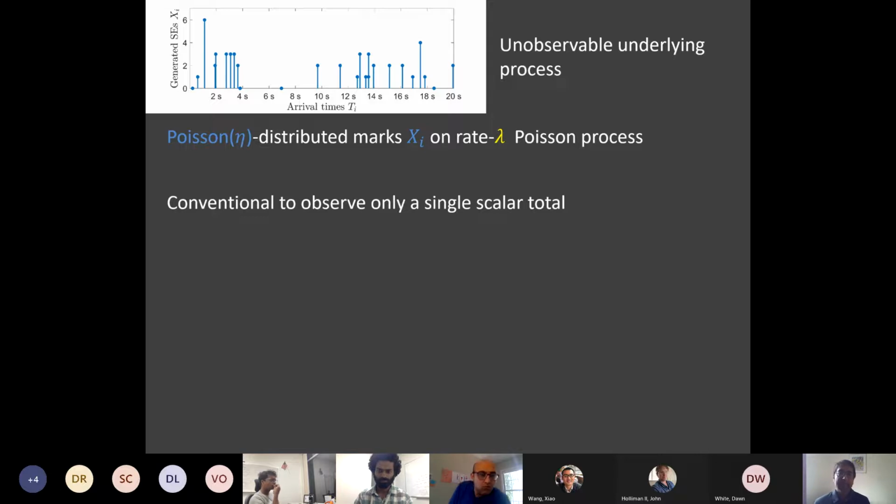What I mean by that is because we're only detecting secondary electrons, we can't know the times when an ion was incident but there were 0 SEs. So these 0 marks make this unobservable. And remember that conventionally we observe just this total, a single scalar, just the total number of SEs.